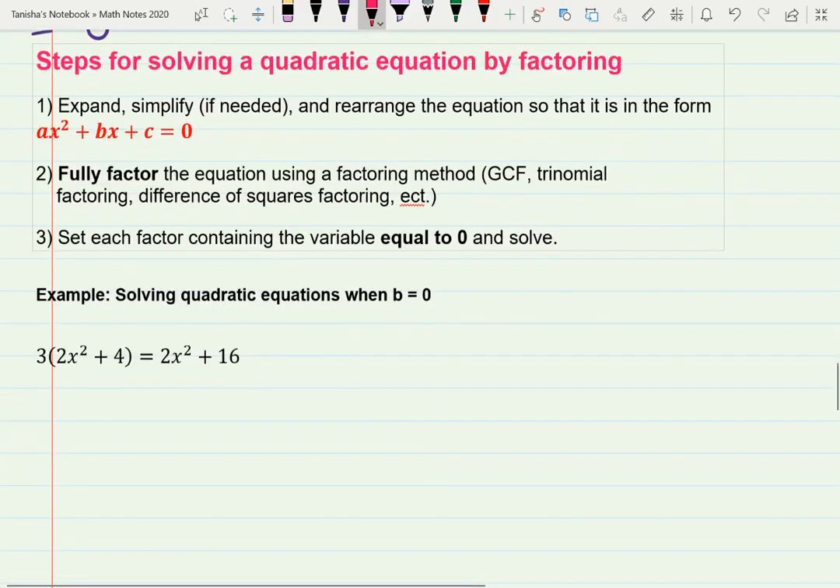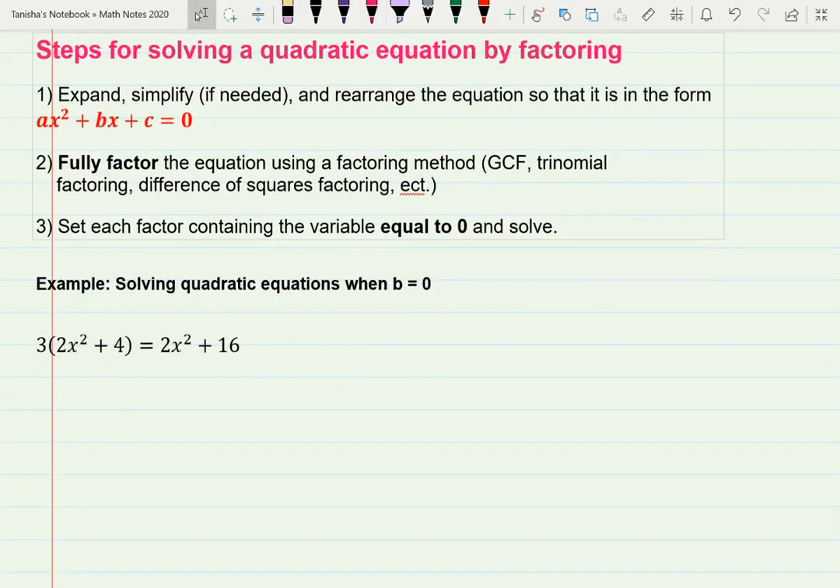So in general, the steps for solving a quadratic equation by factoring is 1, you're going to expand, simplify if needed for the equation, and rearrange the equation so that it is in the form ax squared plus bx plus c equals 0. So all of your terms on one side of the equation, right? Making sure to expand and simplify if needed.